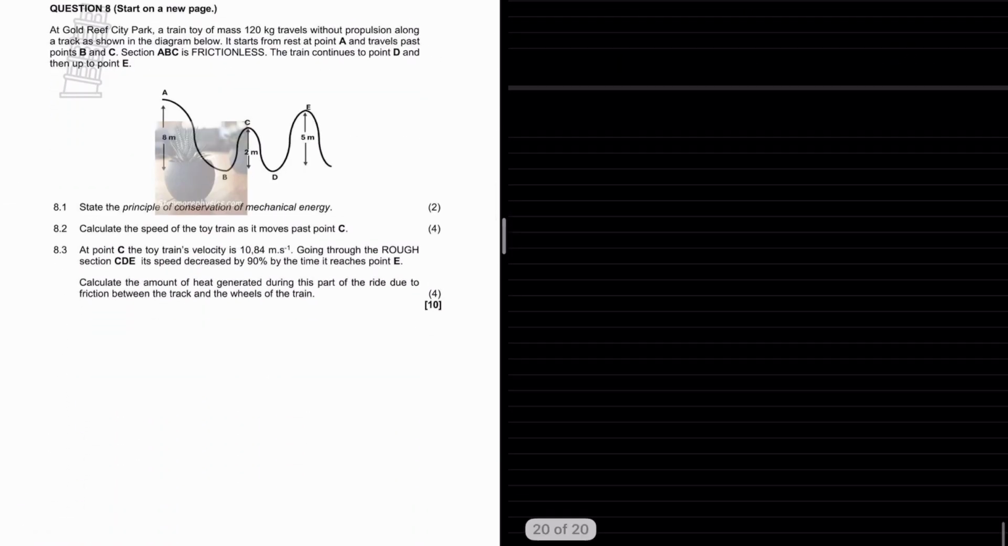Let's take a look at question 8. At Coral Reef City, a toy train of mass 120 kilograms travels without propulsion along a track as shown in the diagram. It starts from rest at point A and travels past B and C. A, B, C is frictionless. The train continues to point D and then up to point E. 8.2. Calculate the speed of the toy train as it moves past C.